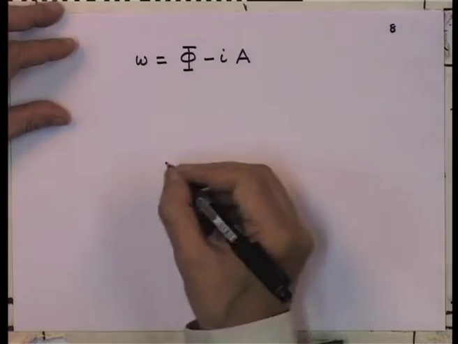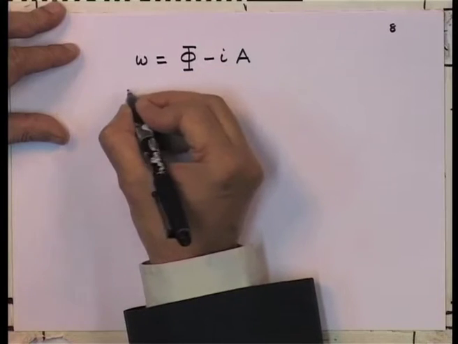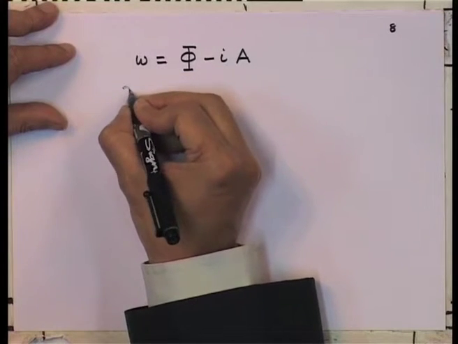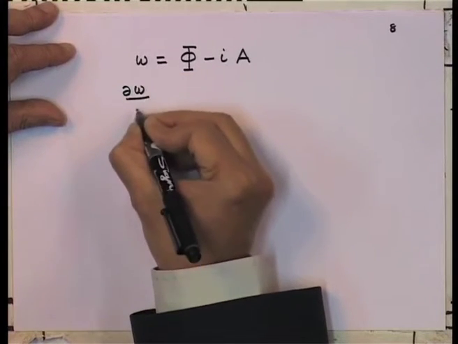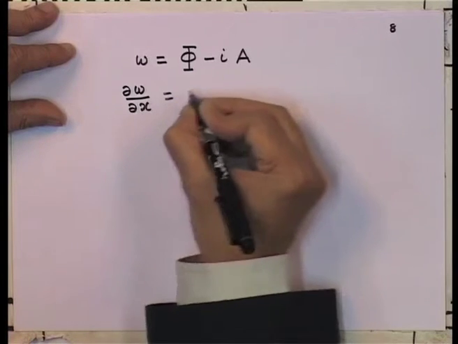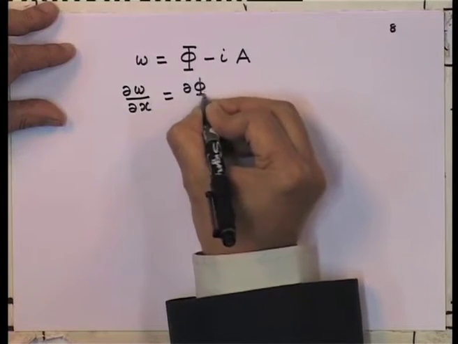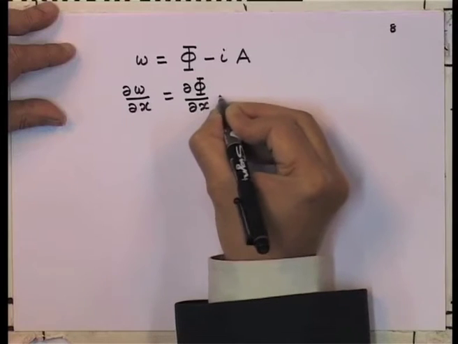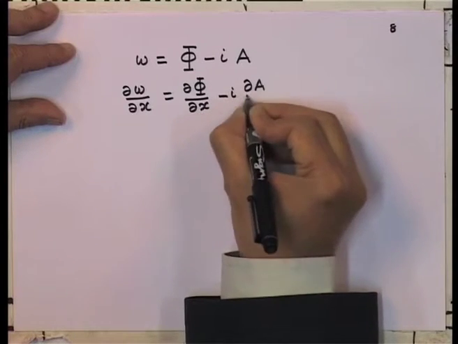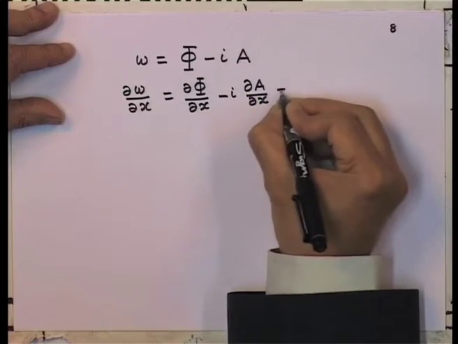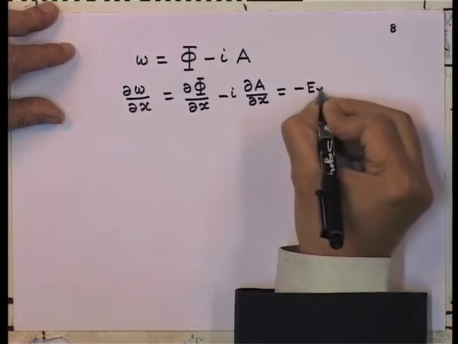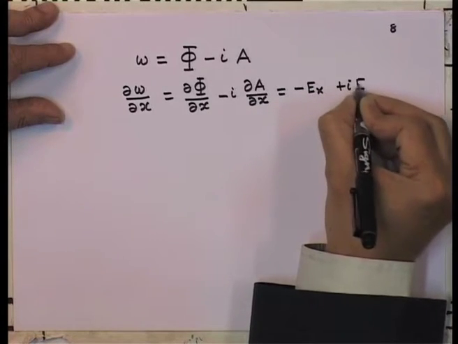Now, suppose I am to differentiate this along the x axis. So, I get dW by dx, which is equal to d phi by dx minus I times dA by dx, but this is nothing but minus E x plus I times E y.